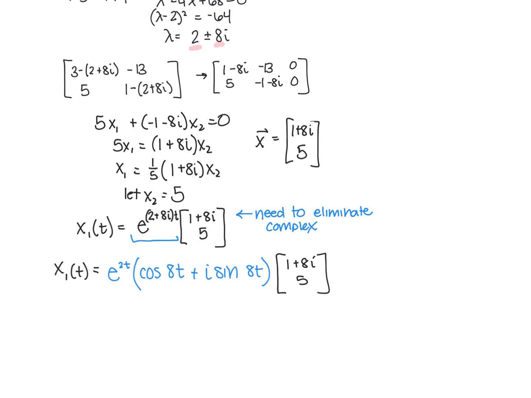Okay. And now what we're going to do is going to be a bit messy. We're going to ignore the e to the 2t part. So we're going to ignore this part right here, and we're going to multiply this cosine 8t plus i sine 8t by 1 plus 8i, and by 5. So I'm multiplying these two together. You'll see in just a second.